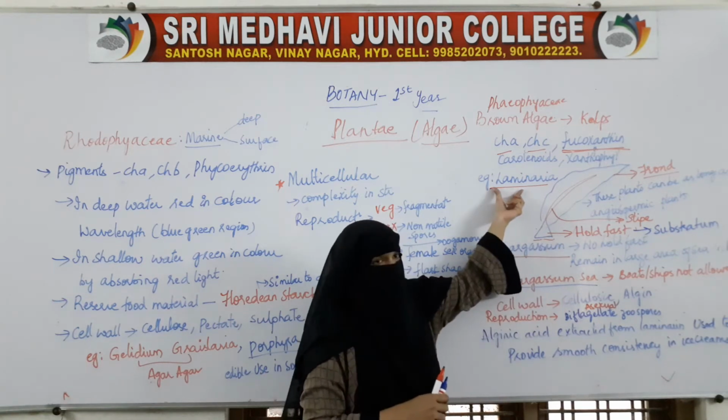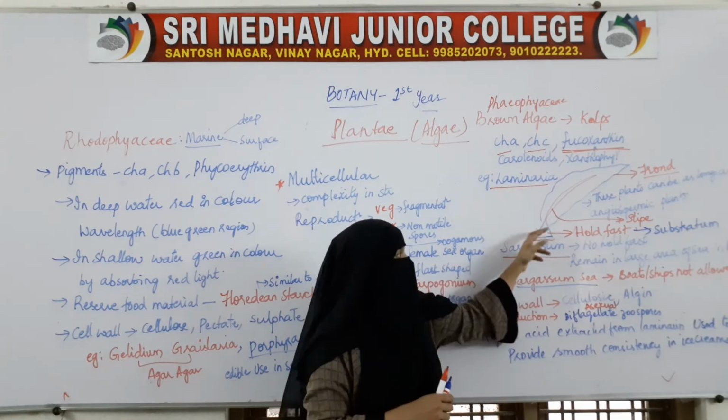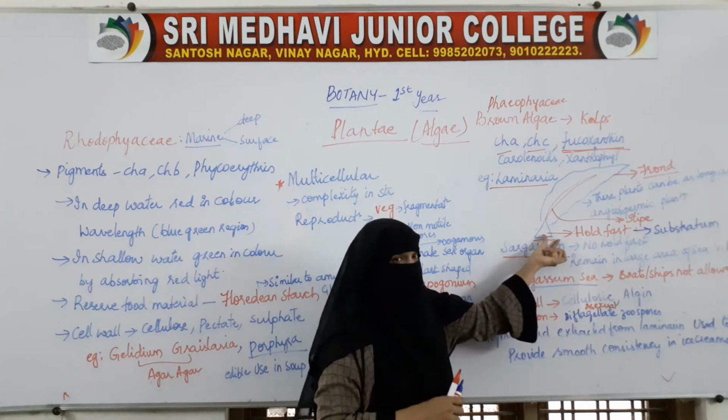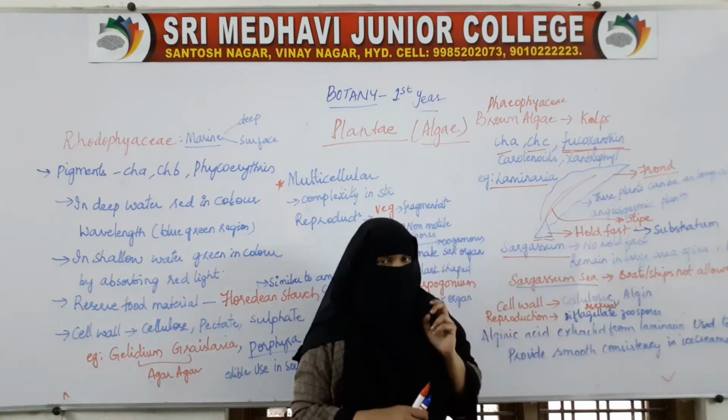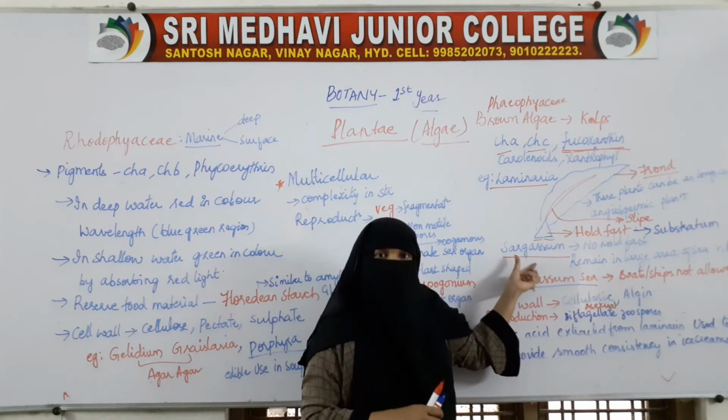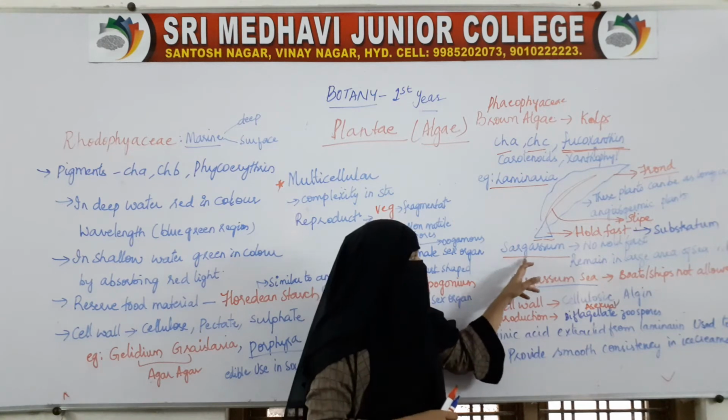Here this Laminaria, this organism, consists of 3 parts, that is, it has a holdfast, then a stipe, and leaf-like fronds. Okay. And another example of an organism which belongs to Phaeophyceae is Sargassum.